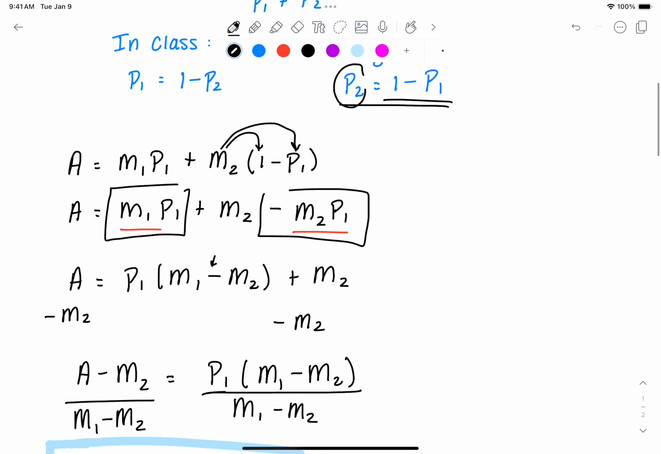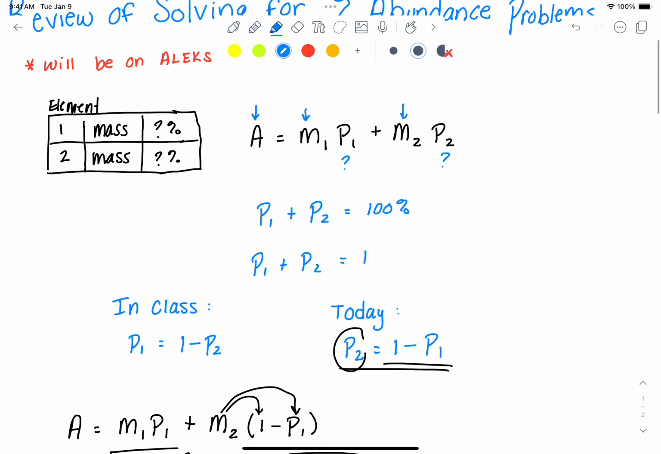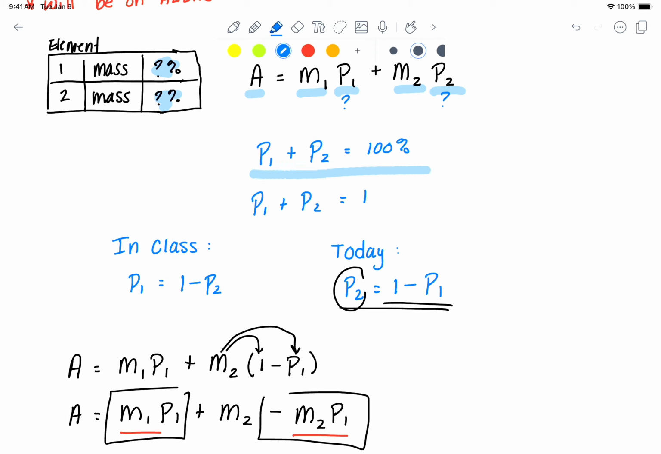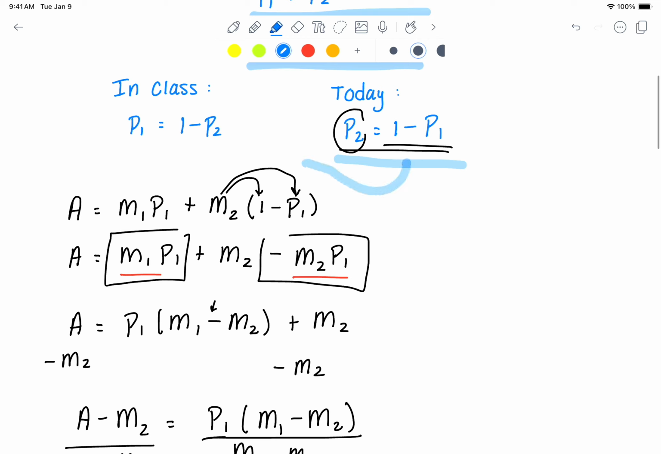Okay, so let's run through this again. We know that the average mass is going to be equal to the mass of each isotope multiplied by its percent abundance. The problem that we're looking at here, we don't know the percent abundances. But what we do know is that the sum of those percent abundances has to equal 100% or 1. So we're going to have to do some substitution into our equation. We said that P2 is equal to 1 minus P1 and plugged that in for P2 into our equation, meaning that now we have an equation that is only dependent on one unknown variable, P1.